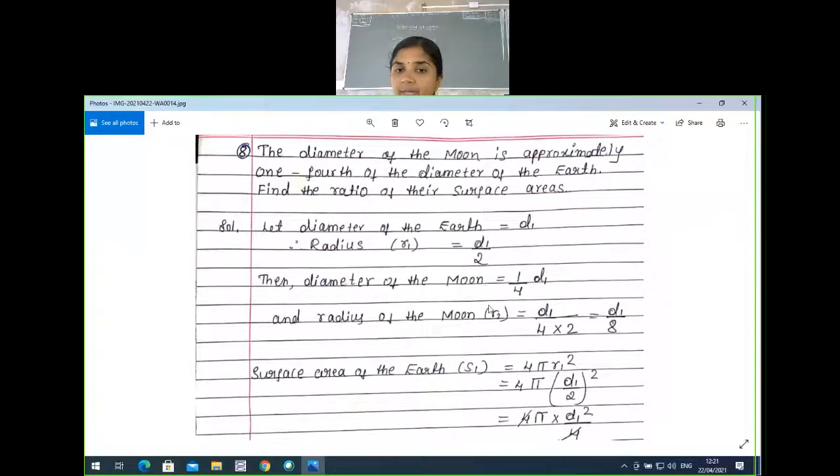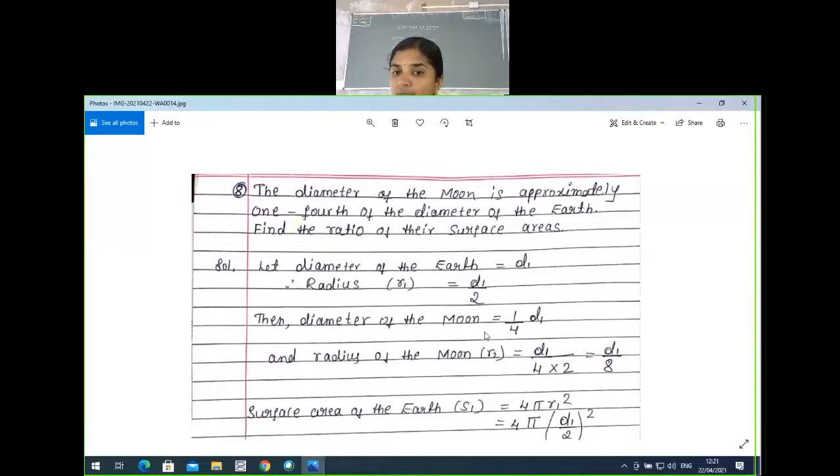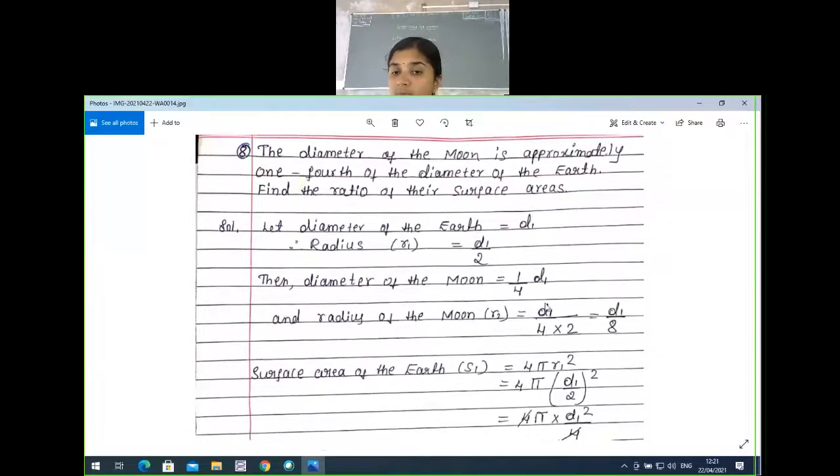Just look at this problem again. Diameter we have to take d1, then radius is d1 by 2. The diameter of the moon is 1/4 of the diameter of the earth, that is 1 by 4 d1. Then the radius of the moon is d1 by 4 divided by 2. So in the reciprocal concept, that is d1 by 4 into 2, that is d1 by 8.